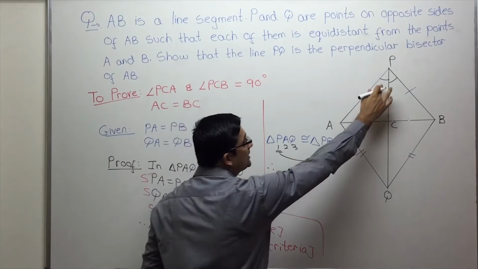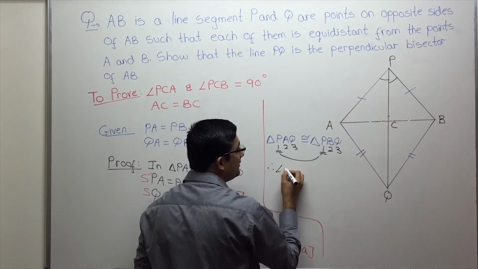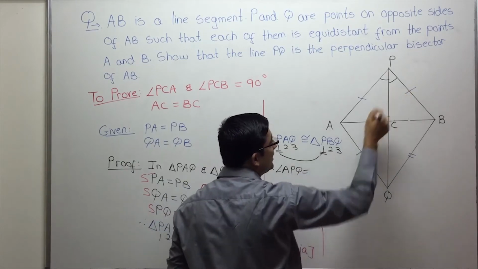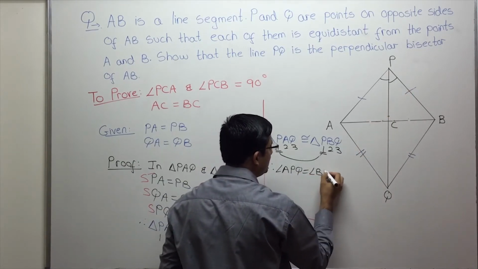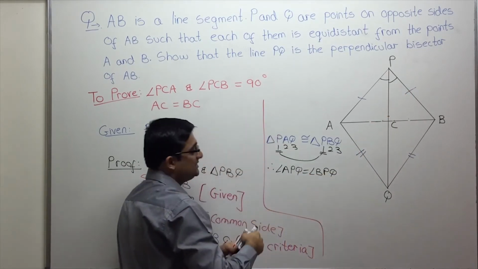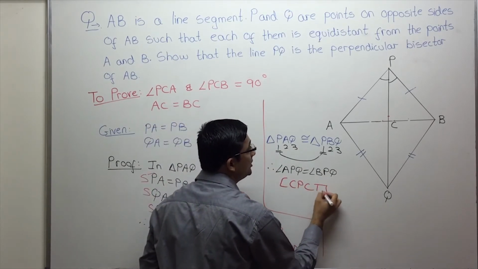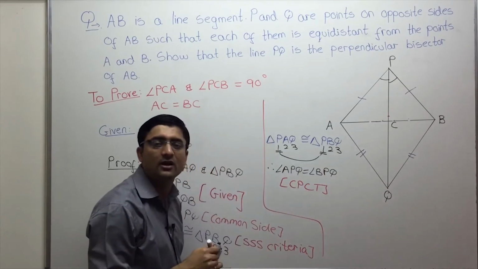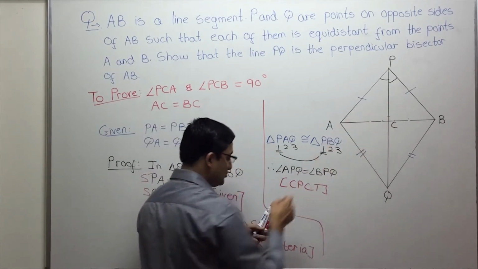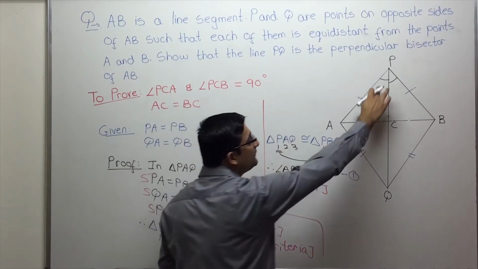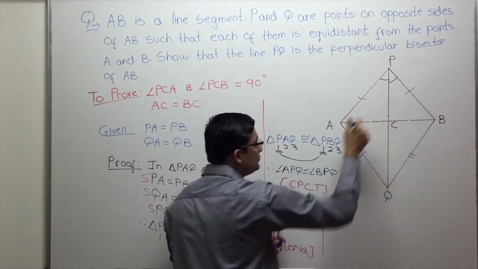So therefore, what is this angle? Angle APQ is equal to this angle, angle BPQ. What is the reason? CPCT. That is corresponding parts of congruent triangles. The moment we have these two angles to be equal, now we can easily prove these two triangles to be congruent. So I'll label this as 1, right? So now we have these two angles to be equal. Now take these two triangles.